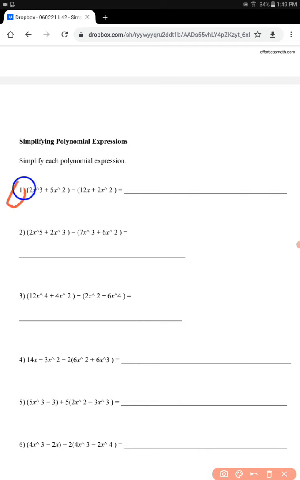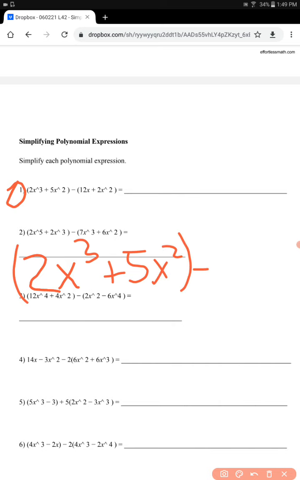Let's just rewrite number 1 real quick. So we have (2x. Oh, by the way, this little caret symbol means exponent, to the power of. So 2x^3 plus 5x^2), in parentheses, minus, in parentheses, (12x plus 2x^2).